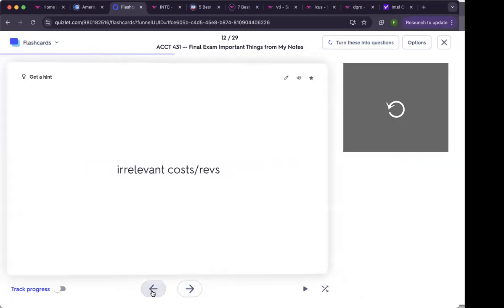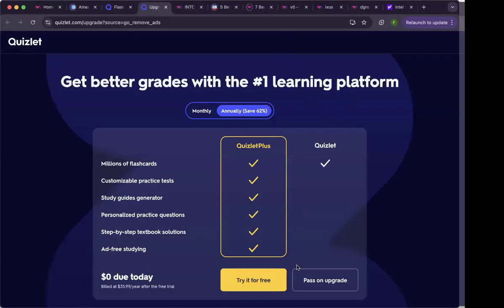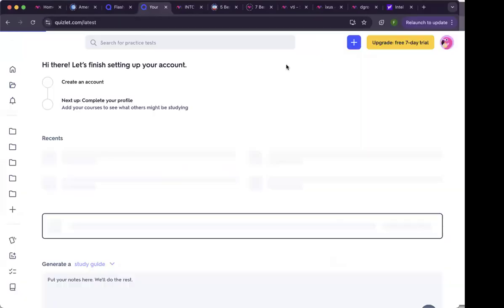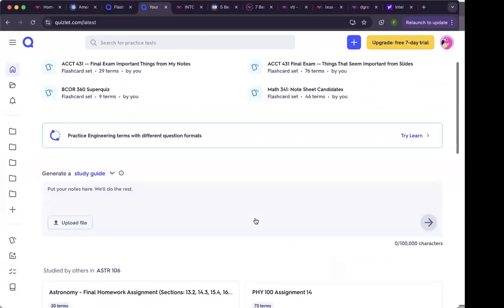Sensitivity analysis, that's a type of differential. Ugh, oh my gosh.